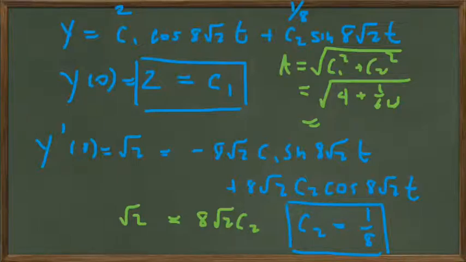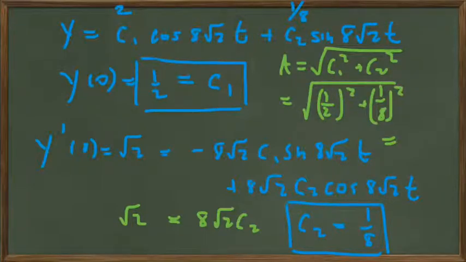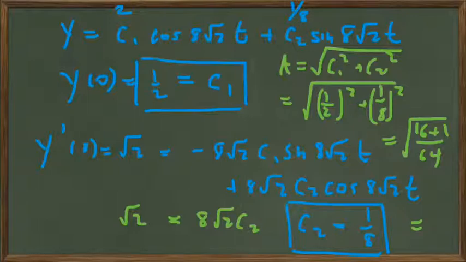There's an error here. Y of 0 was given to be 1/2, so C1 is 1/2. So let's fix A. So A is 1/2 squared plus 1/8 squared, which is a fourth plus a 64th, which is, or actually 16 plus 1 over 64. So A is square root of 17 over 4.